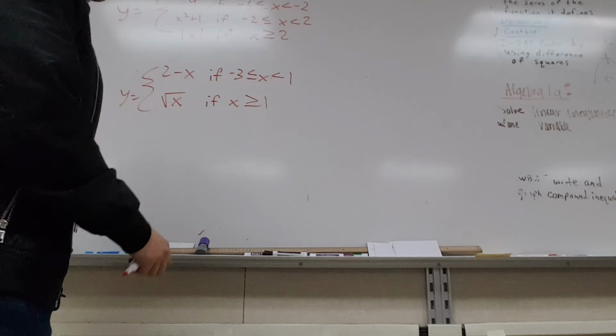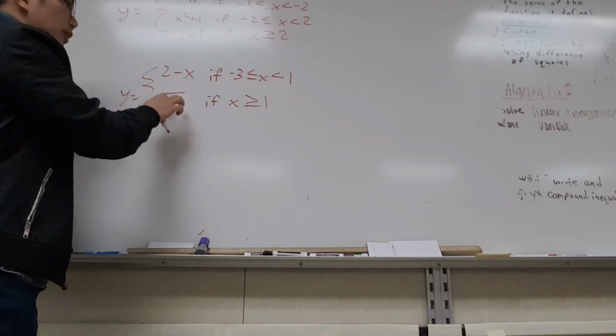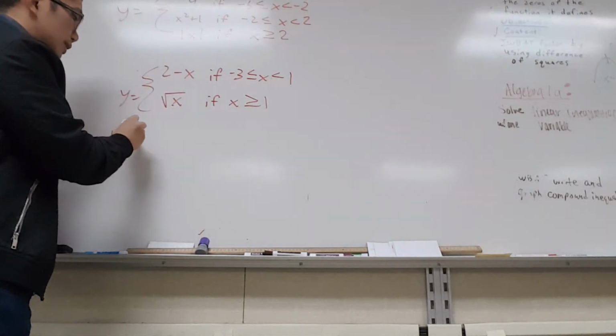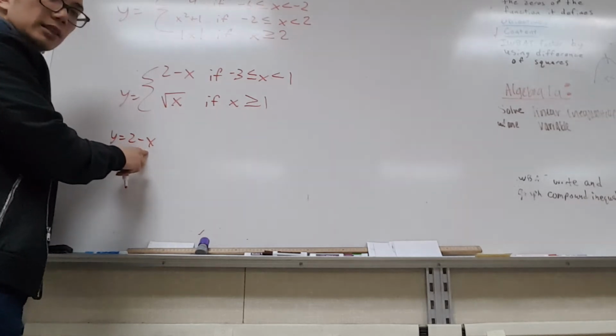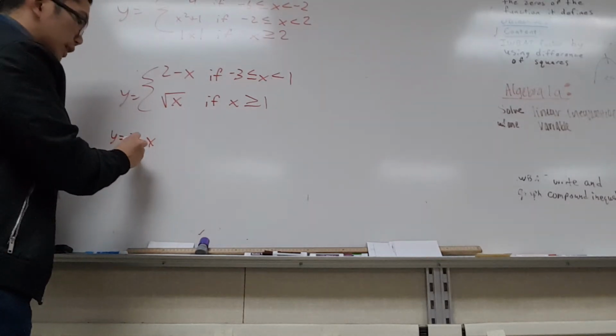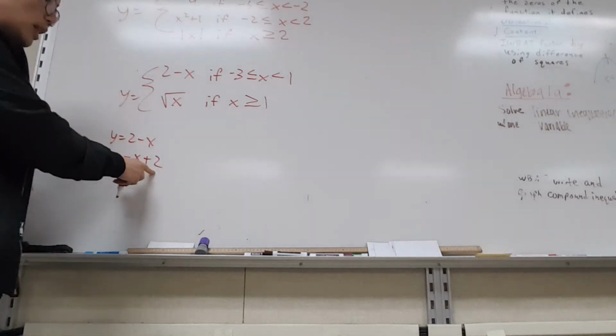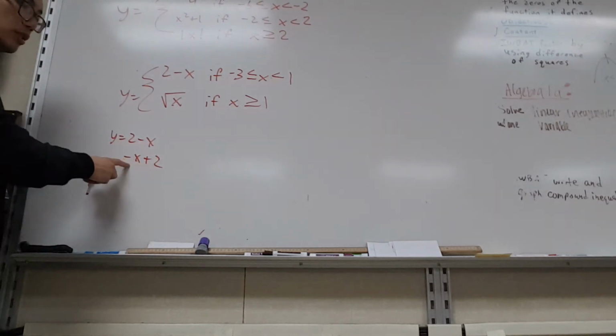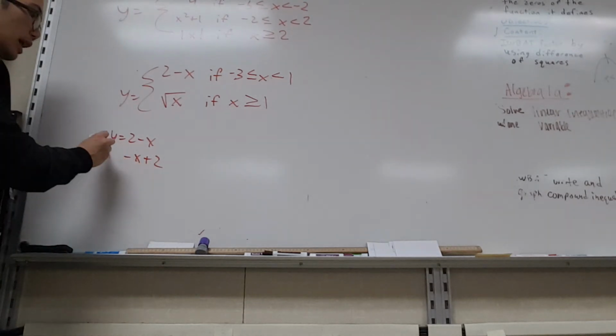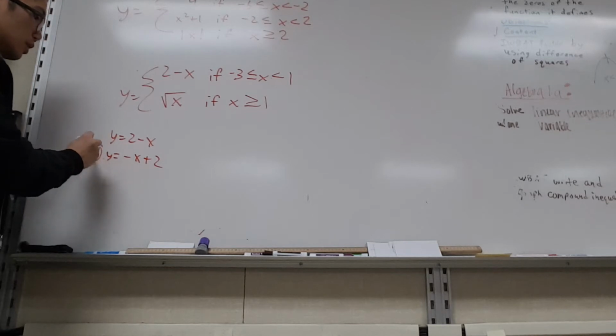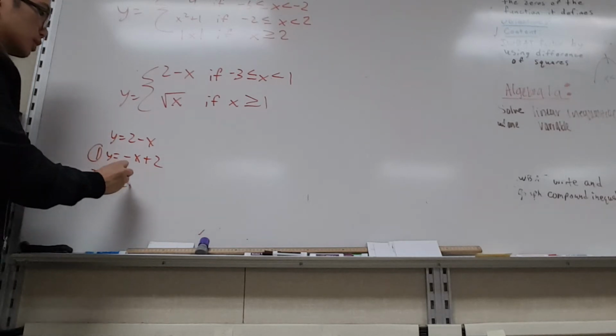So when you do this, you have two separate functions here. You have y is equal to 2 minus x. Remember, 2 minus x is really negative x plus 2. So it's a line that has a y-intercept of 2 and a slope of negative 1. And the second function is y is equal to the square root of x.